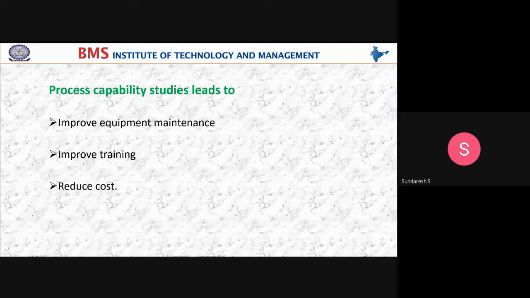You will get to know how they do the process capability studies and what actions they take to improve the process capabilities. And if the machine or a process is not capable, what are the remedial actions that need to be taken to make the process capable. So when you visit industries, please go to the quality department, observe the charts displayed on the boards over there, and try to understand what these process capability charts are and their significance also. Okay. So this is what the process capability studies lead to: improved equipment maintenance, improved training, and reduced cost.